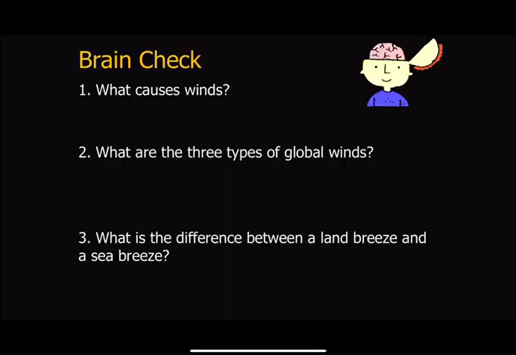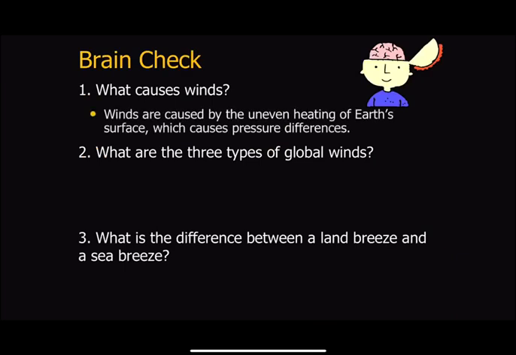So, let's do a personal brain check. What causes winds? Winds are caused by the uneven heating of Earth's surface, which causes pressure differences. Okay, number 2. What are the 3 types of global winds? The 3 types of global winds are the polar easterlies, the westerlies, and the trade winds.